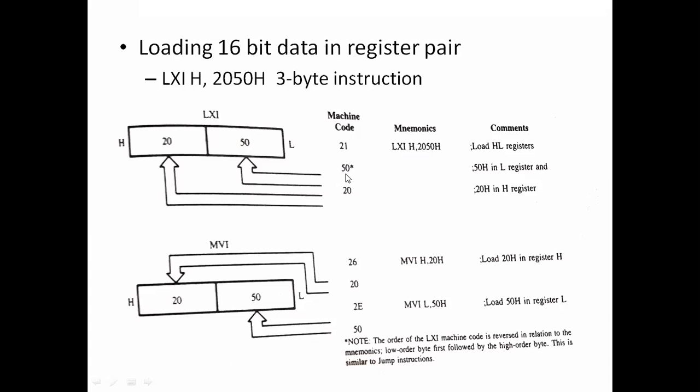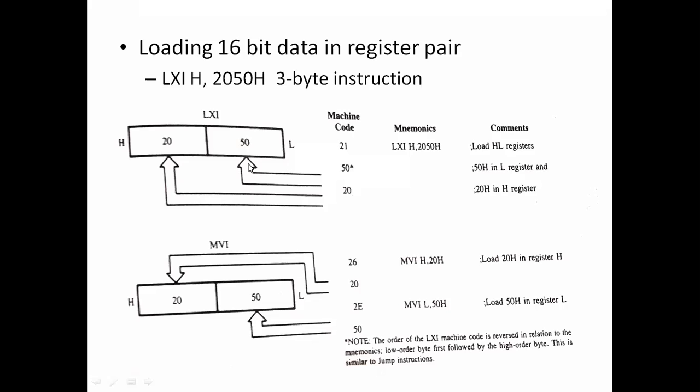Why is 50 written first? Because it is the lower order address. Whenever we work with a 16-bit number, first we write the lower order byte, and then we write the higher order byte. In this case, 50 is the lower order byte, so 50 comes first, and then 20 is the higher order byte, so it is 20 later on.